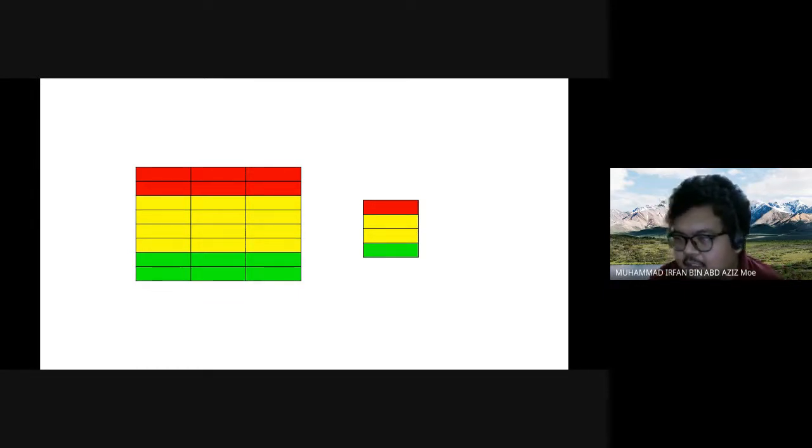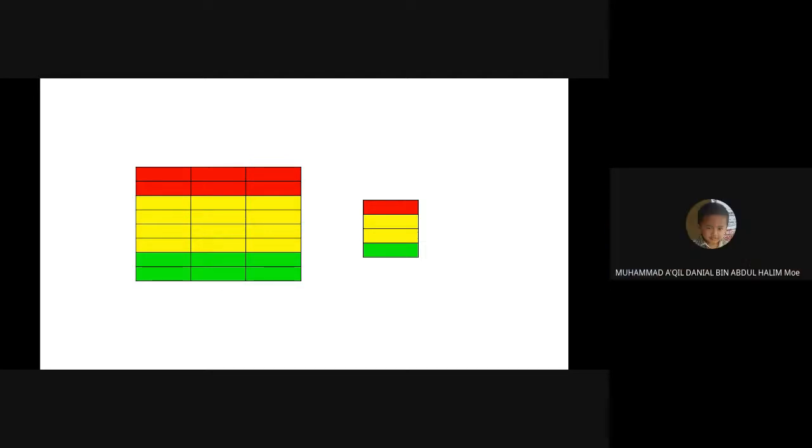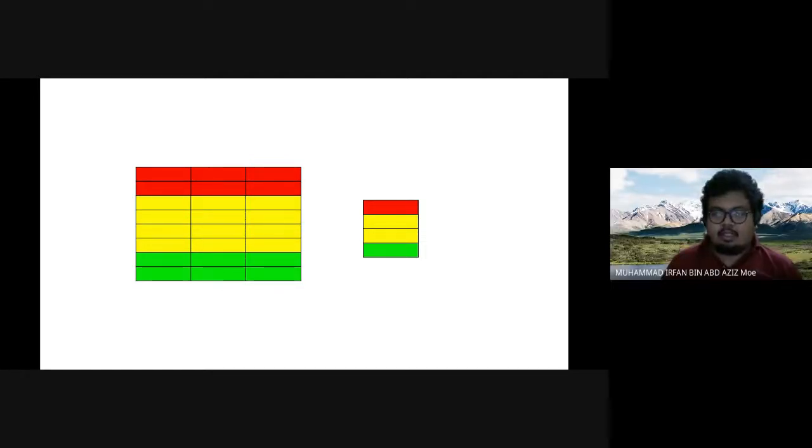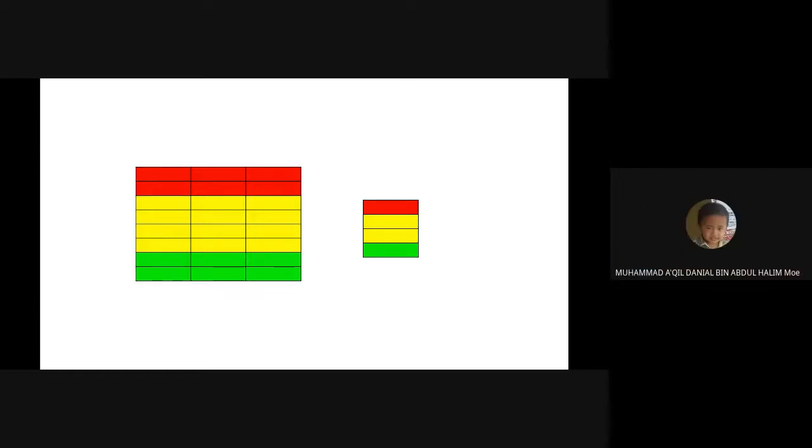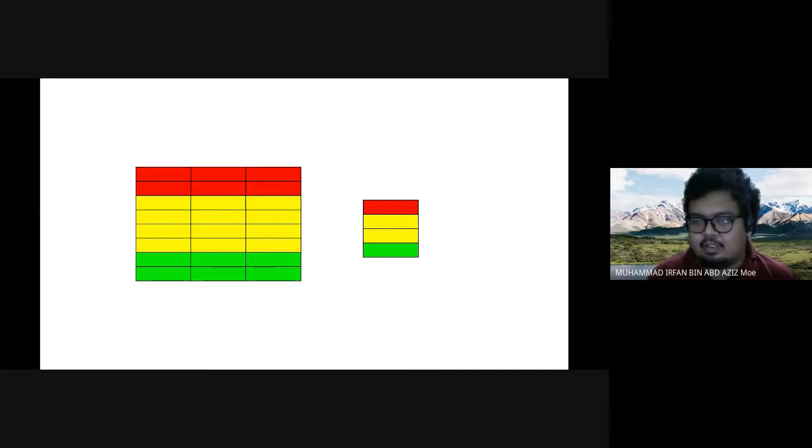Ratio of each color same, okay, and then ratio ni kalau siapa masuk askar, dia akan ada ration lah. Ration ni mesti makanan. Okay, this is ratio. Okay, apa lagi? Color. Alright. How about the color?